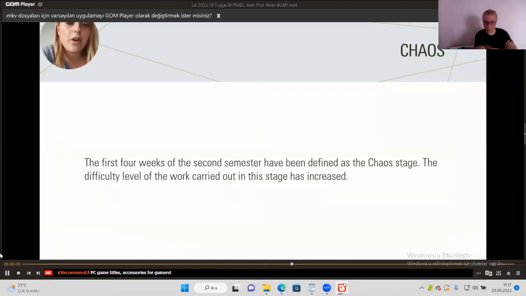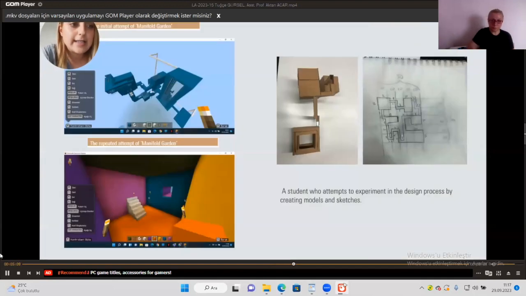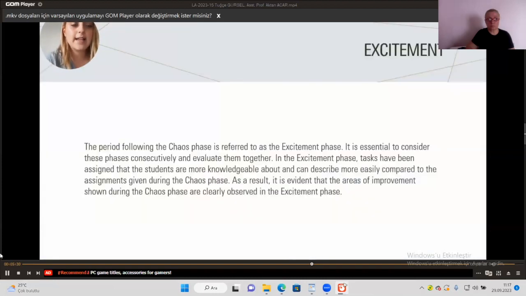The difficulty level of the work carried out in this stage has increased. In this stage, the reinterpretation of the game Manifold Garden in the Minecraft Education Edition game was requested. It is stated that students started to recreate the assignment again due to the incorrect proportions. It can be seen that before attempting the new integration, the students tried to produce it with the help of sketches and a model.